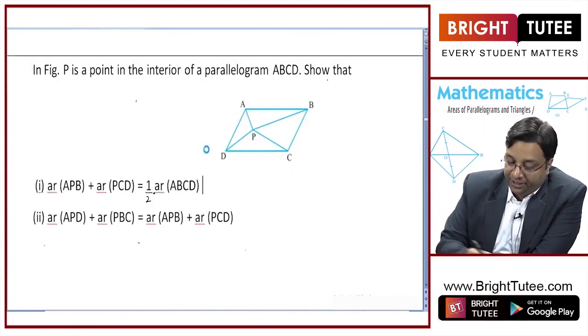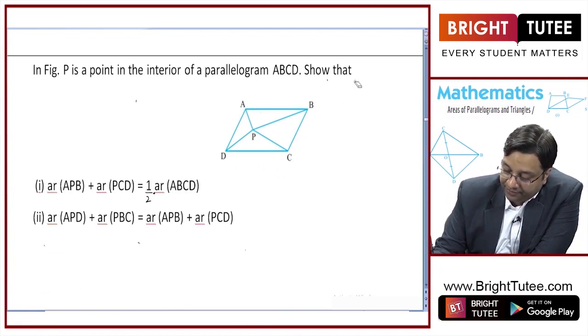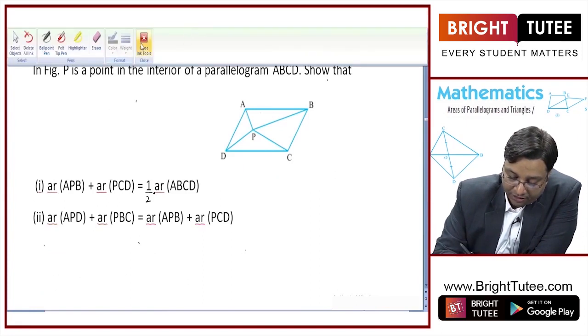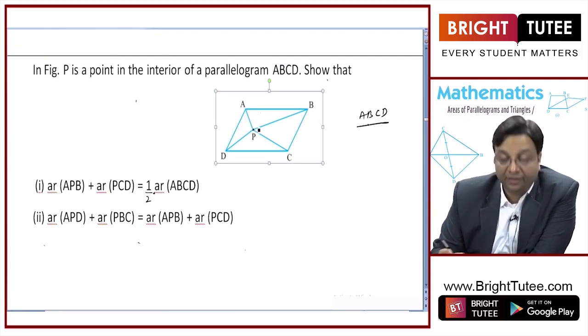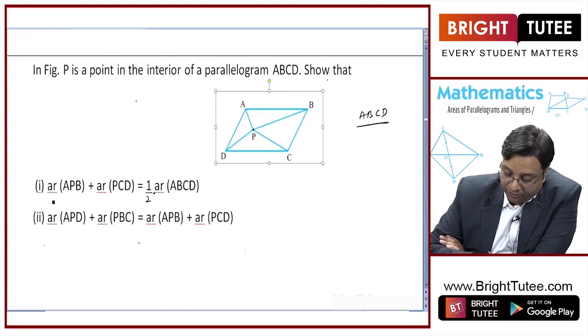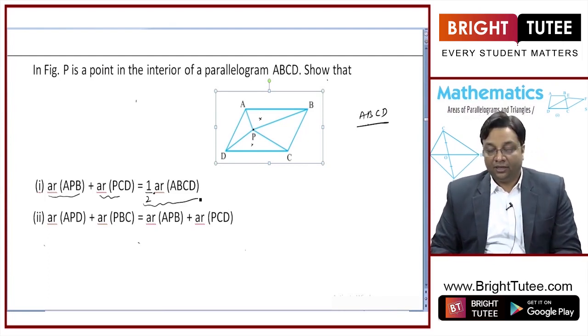In the figure, P is a point in the interior of parallelogram ABCD. So, we are talking about parallelogram ABCD, and this is the point P which is in the interior of parallelogram ABCD. Now, what I need to prove here is that area of APB, that is this area, plus area of PCD, that is this area, is equal to half the area of parallelogram ABCD.